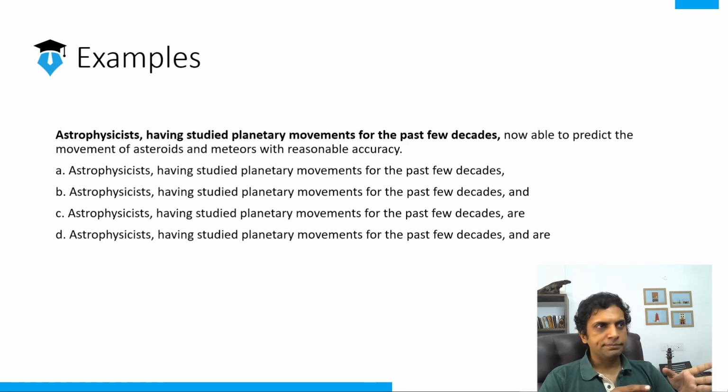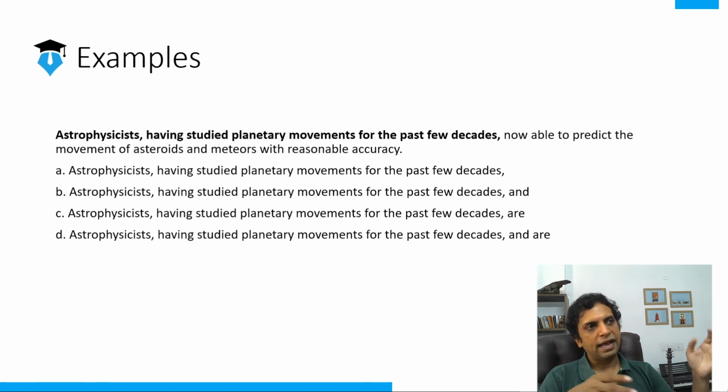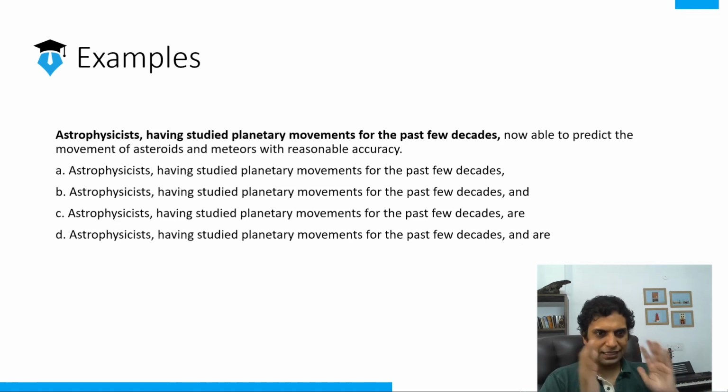So first one is gone. B, astrophysicists, blah blah blah, no need to read the modifier. You need to save time. Astrophysicists and now able. No, still no verb. Astrophysicists are now able. Perfect. Let's also still go through D. Astrophysicists and are now able. No. C is the right answer. Astrophysicists are now able to predict the movement of asteroids, blah blah blah. And there's a modifier in between. So that's how you solve modifier problems.